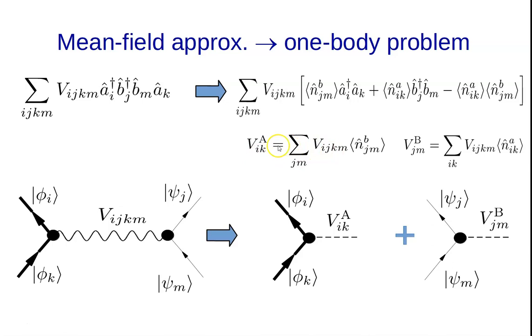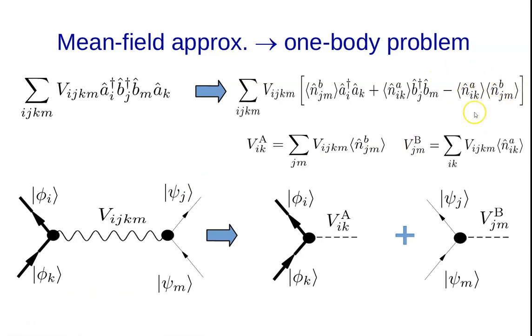And the same for the B, right? Now the question is, well, in order to calculate this average behavior, I need to know the state. But in order to know the state, I need to solve the problem. And so it's kind of a chicken and egg problem, and let's see how we get around that.